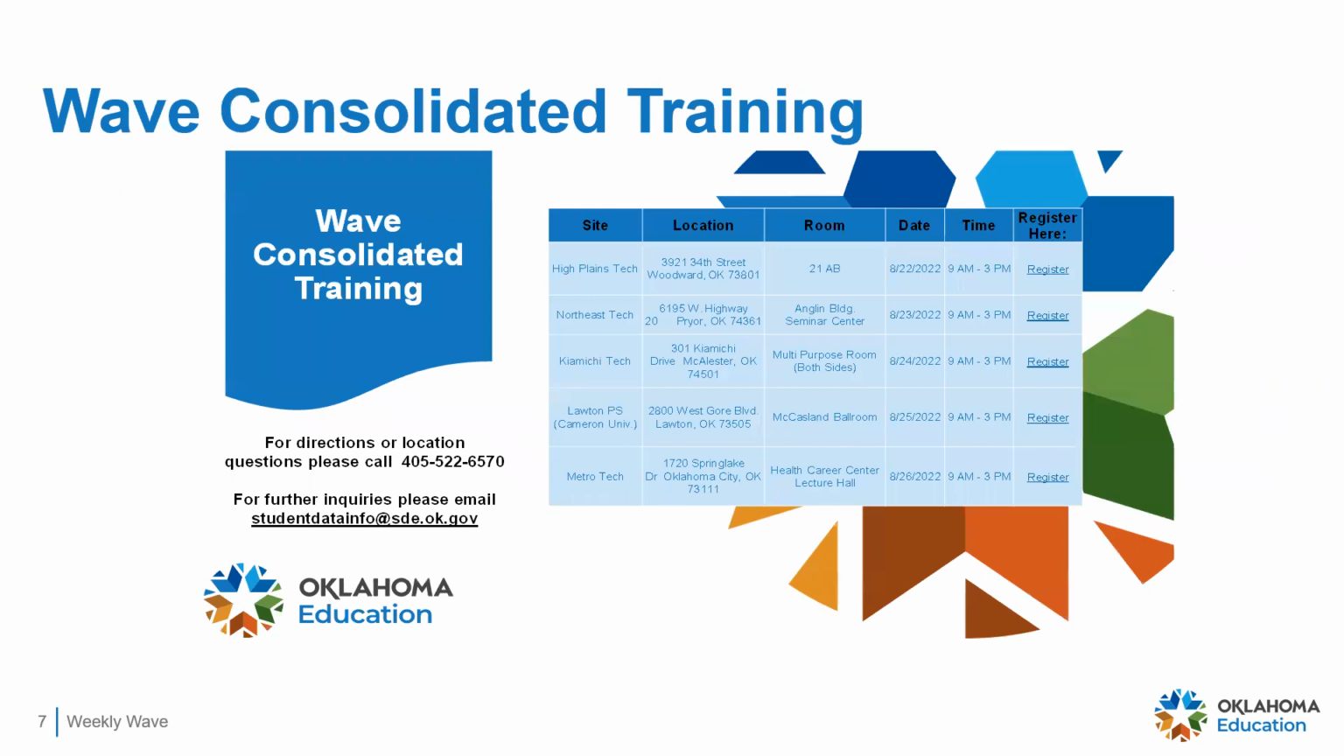We're also getting ready for our WAVE consolidated training. I've got the links listed here, and we will be posting this presentation to our student data info website on the Oklahoma State Department of Education site. So you can go in and click the links to register for whatever location you want to sign up for. If you have problems the day of and need directions to the location, you can call us at 405-522-6570, or if you have any other further inquiries, you can contact us at studentdatainfo@sde.ok.gov.